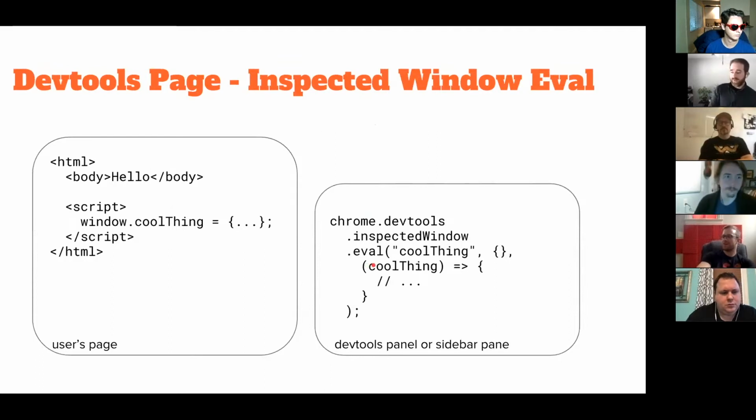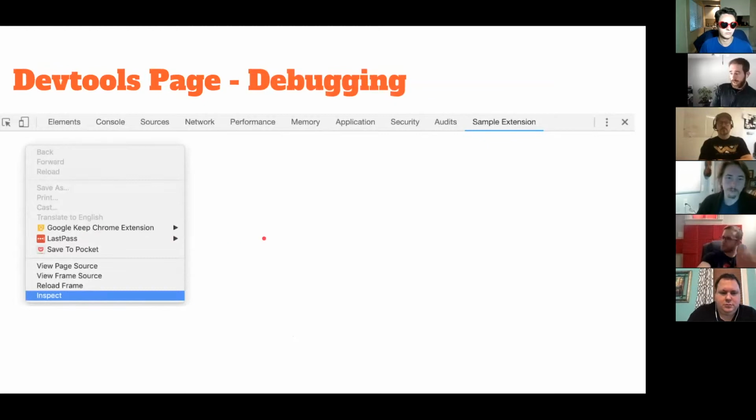Cool. Once you have one of these open, a sidebar or a new panel, you can use this inspected window eval function in order to access basically the JavaScript context of the page that you're inspecting. So you can call this eval and you'll be able to read this cool thing that we set up before. All right, to debug these, you can right-click inside of your panel or inside of your sidebar and inspect this. This will run in a separate window, so you'll have this debugger, and then you're inspecting the debugger inside of another debugger. It's very, very cool.